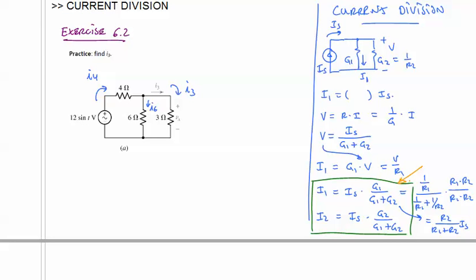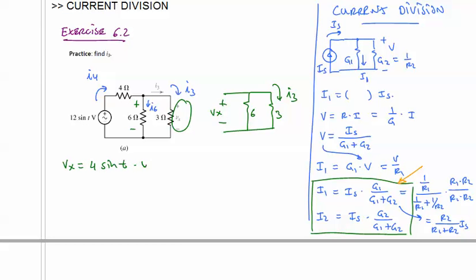All right, well, let's put this to use quickly and solve this problem. So what we're going to go after here is the total voltage across right here. Well, it's called Vx. We already have it here. All right, so let me redraw this. So we have Vx, and we have 6 ohms, and we have 3 ohms, and we want to know what I3 is. Now, we solved in the last problem for Vx. It was found to be 4 sine of t volts.